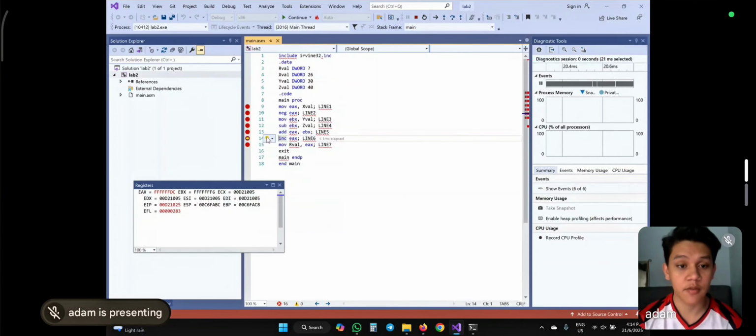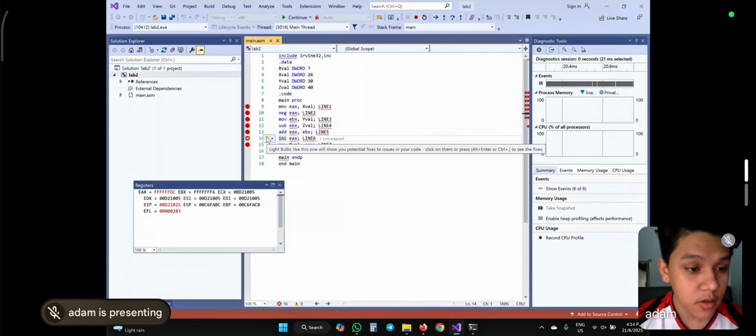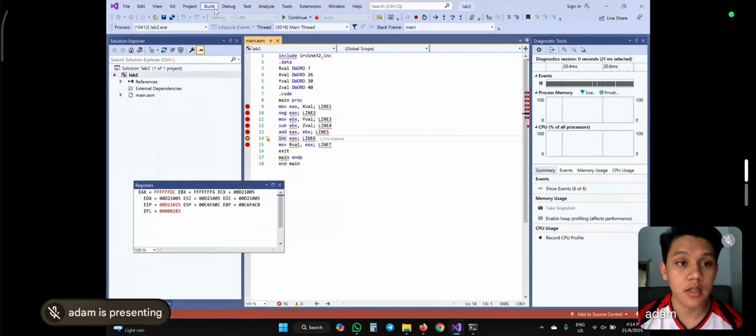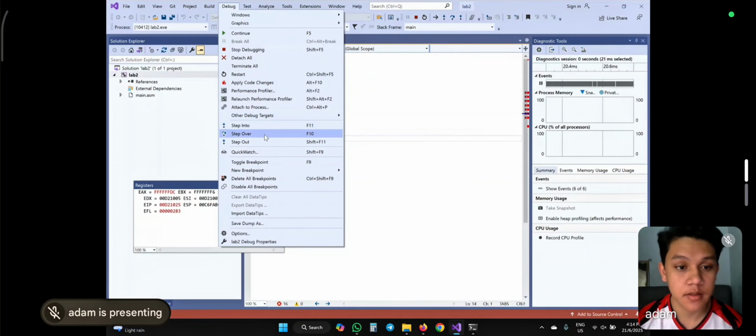So let's go into line 5. You can see here the register EAX has changed into FFFFFFDC hexadecimal. This is because we are adding the value of EBX into the EAX register. Previously the value of EAX was negative 26D and the value of register EBX was negative 10. When we add those two together, we will get negative 36D, and negative 36D in hexadecimal is FFFFFFDC hexadecimal. Okay, next. Step over.